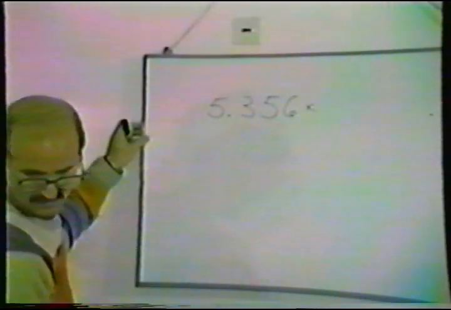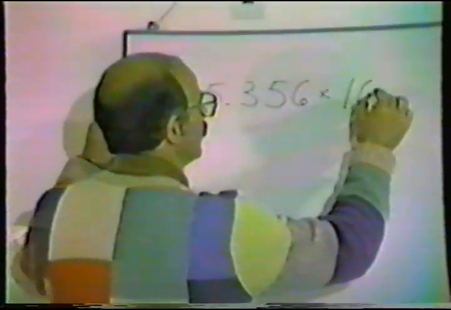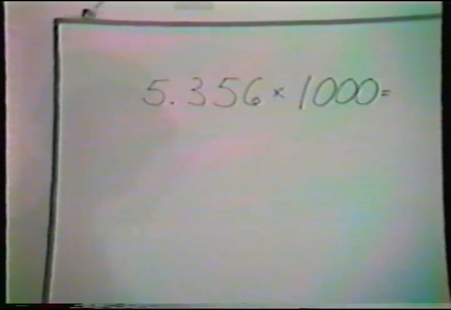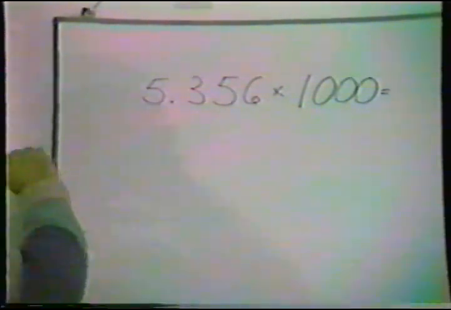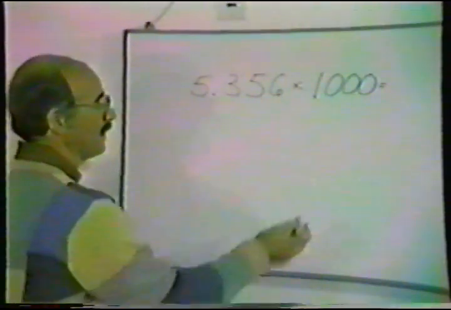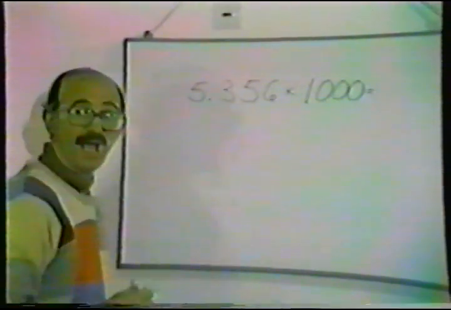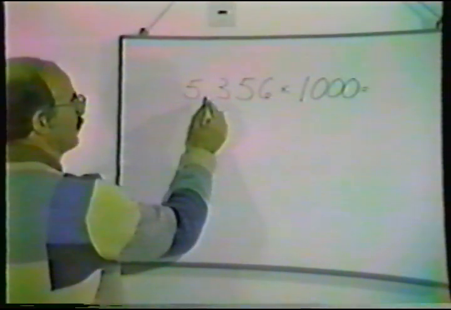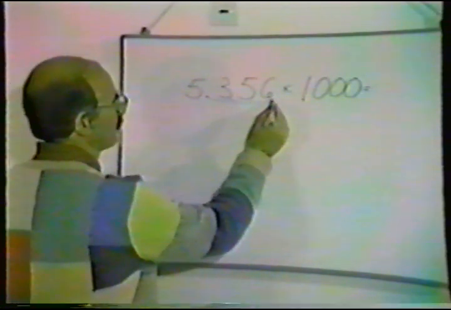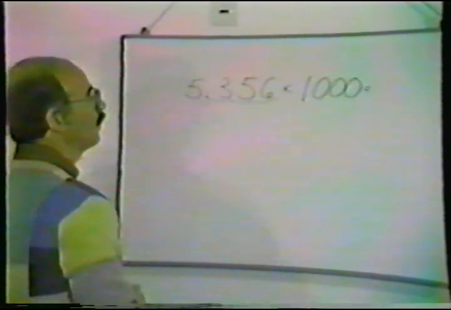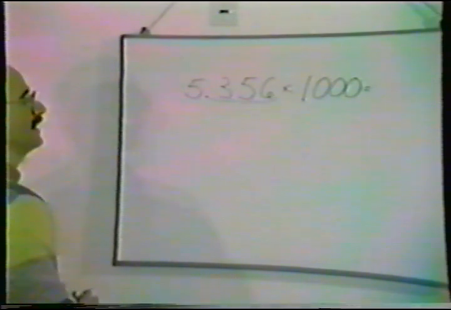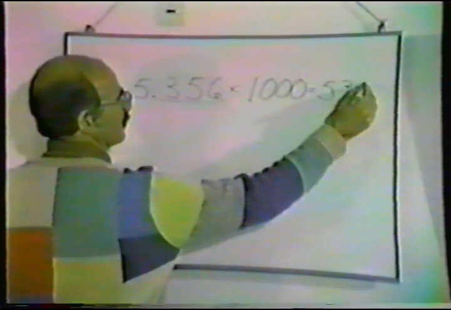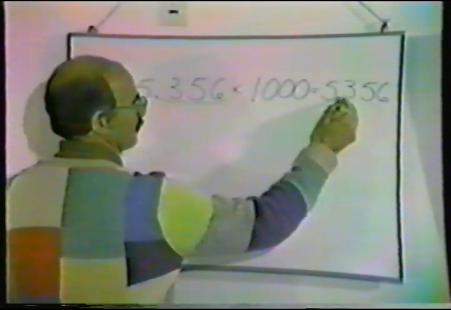5.356 times 1,000. I'm multiplying, so the decimal point moves to the right. I'm going by 1,000, so it goes how many places? 3 places to the right. 1, 2, 3. In this case, it went all the way to the end. What is the answer? 5,356. That's right.